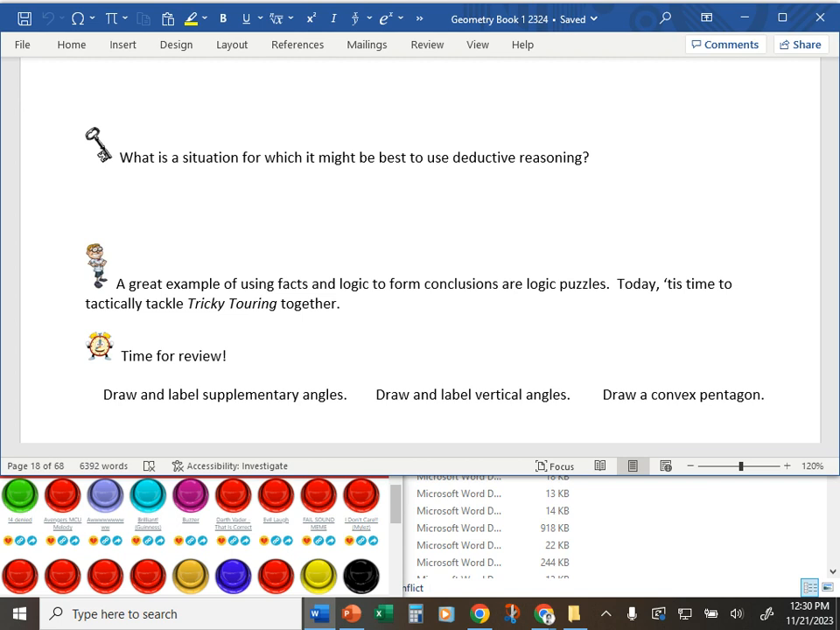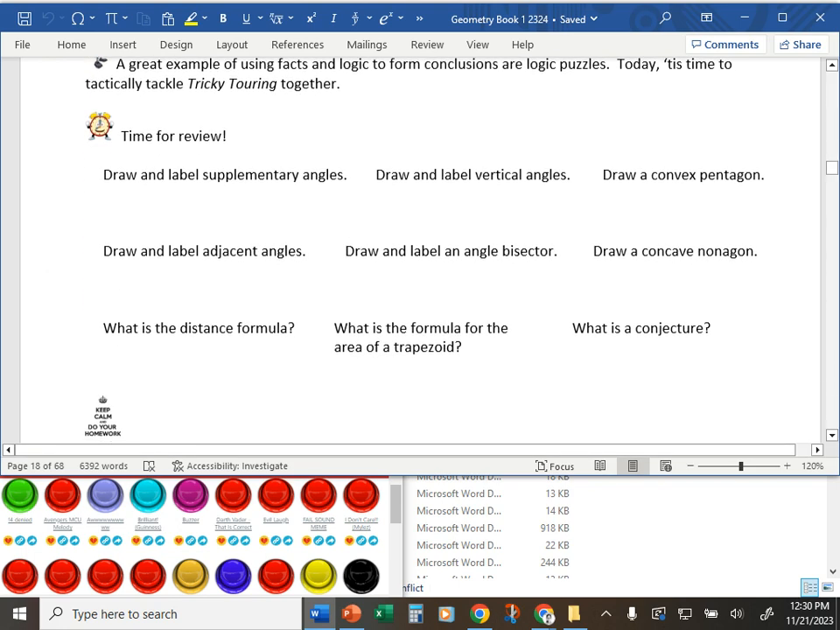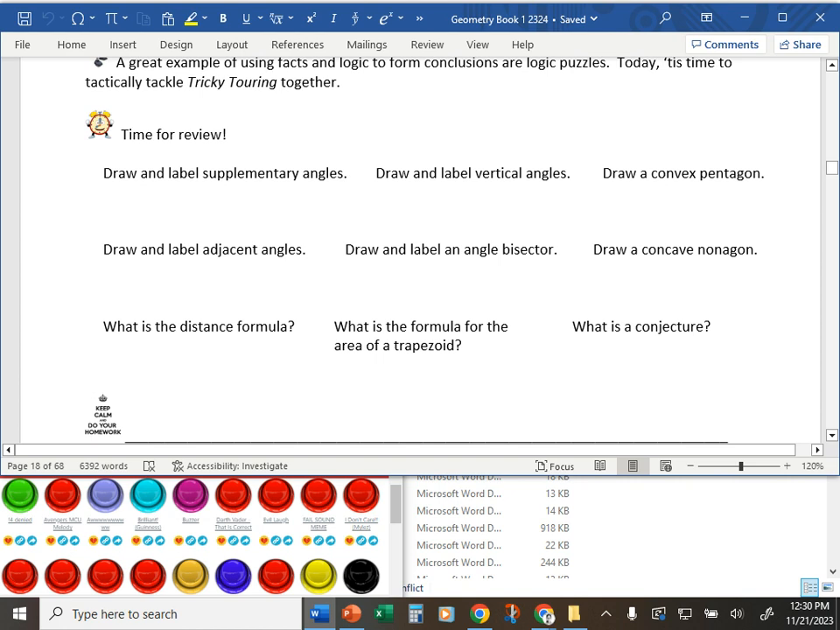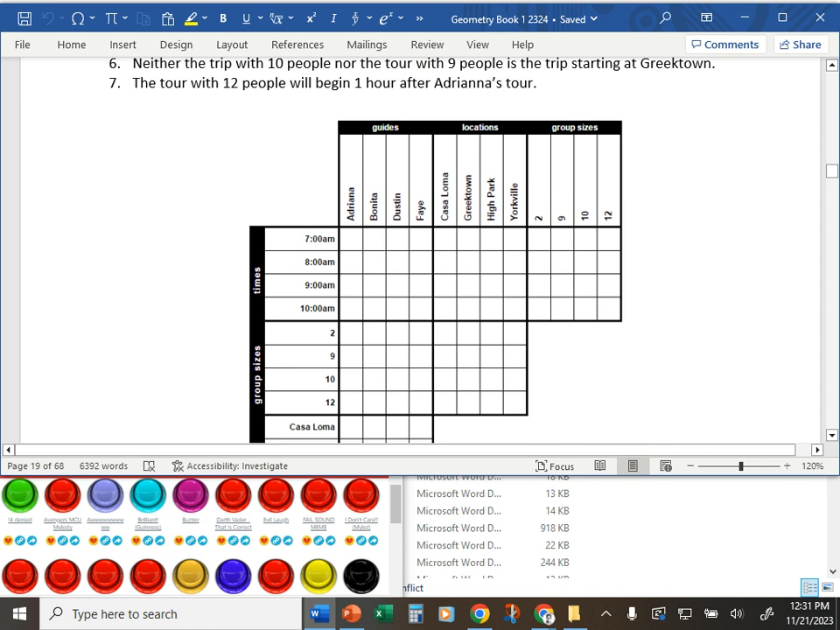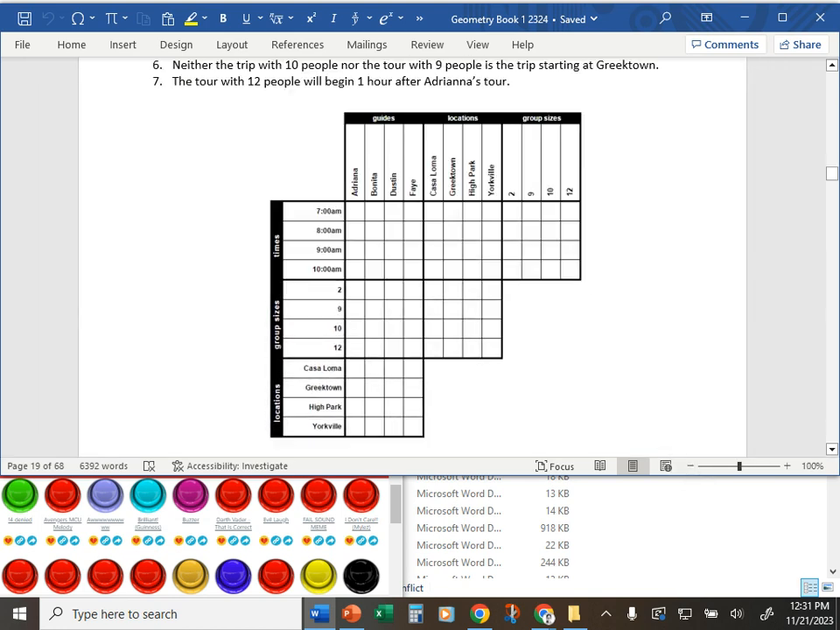Today, 'tis time to tactically tackle tricky. Oh, I messed it up. I look forward to that line every year, and let's back it up. Today, 'tis time to tactically tackle tricky touring together. Which is on the back side of your page. So your homework for Monday, in addition to the time for review, basically defining and labeling different terms we've had throughout, you also have this one back here. You might recognize this from your packets.